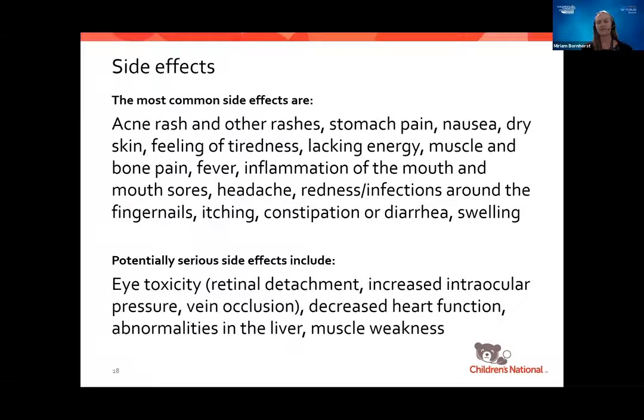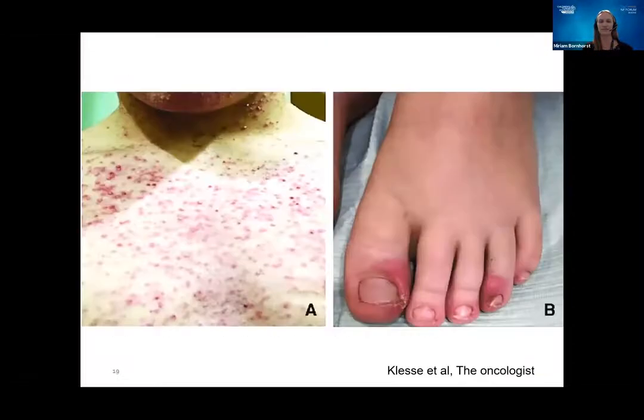The potentially serious side effects, again, include eye toxicity, so you need to make sure your eyes are being watched very closely while you're on treatment. This has been reported more so in adults than kids, but it is something that we have to watch for. Decreased heart function, again, is something that's reversible, but we do want to capture it before it gets to a point where it's potentially not reversible. And then there can be abnormalities in the liver and muscle weakness. And the muscle weakness can actually get to the point where people have difficulty walking or moving. So that's something, too, that we'd want to keep a close eye on.